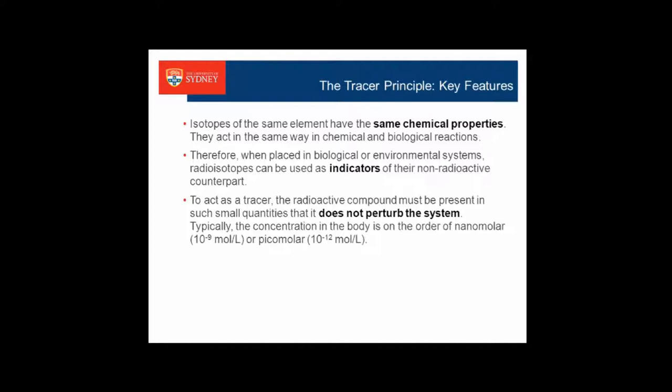And the sorts of concentrations that we typically deal with in PET and SPECT are on the order of nanomolar to picomolar concentrations. So these are extremely minute concentrations in the body. So that's the tracer principle, and it only really works in PET and in SPECT because radiation detectors are incredibly sensitive, so they can pick up these very low concentrations in the body. And just in terms of terminology, when we use the tracer technique in radionuclide imaging systems, we refer to that tracer as a radiopharmaceutical.